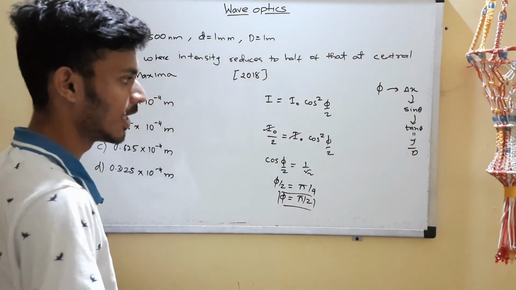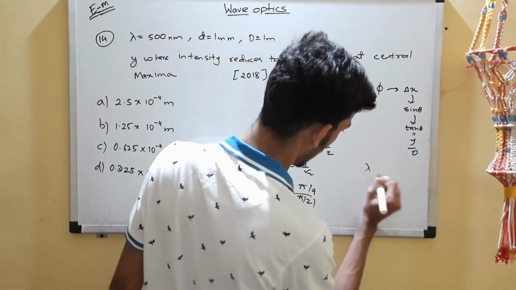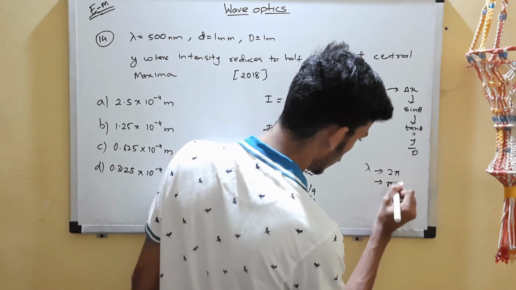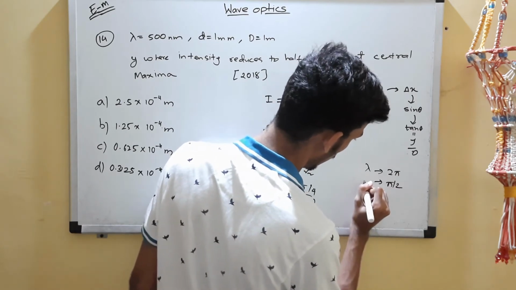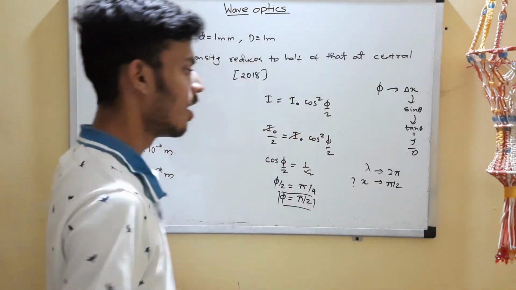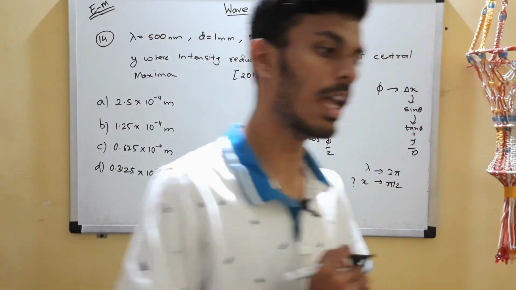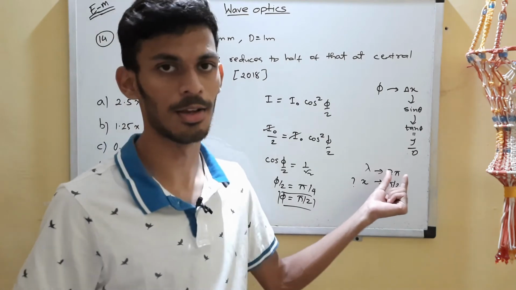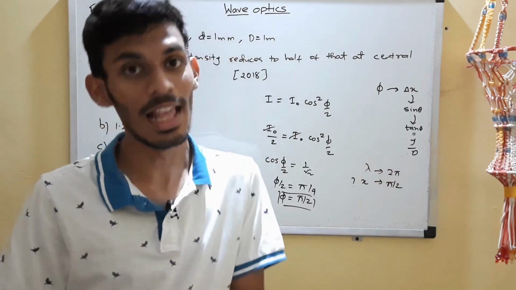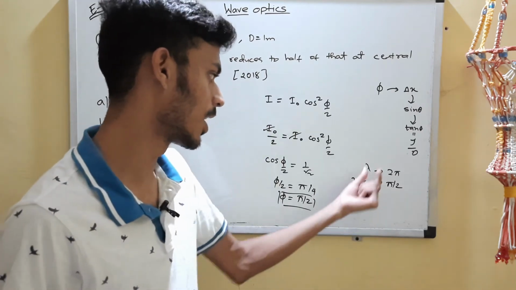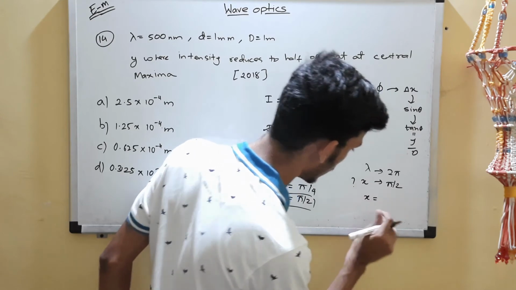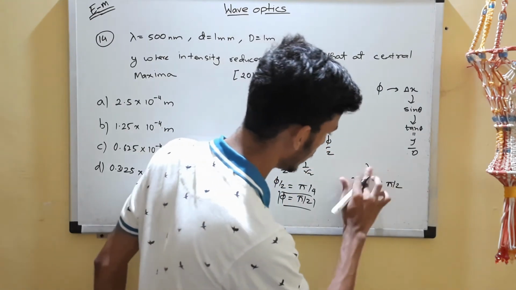You might directly know the relation. The thing that I use is: lambda corresponds to 2 pi, then what does this pi by 2 correspond to? For a phase difference of 2 pi, the path difference will be lambda. So you can use the linear relationship over here, and you can find delta x. I'll write it this way.